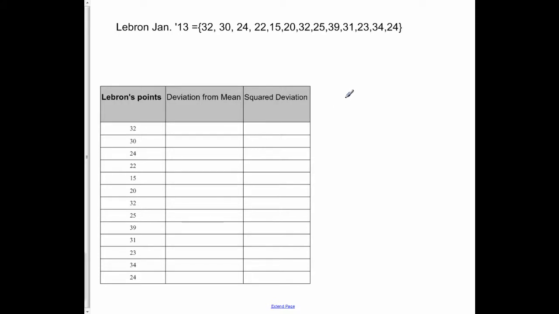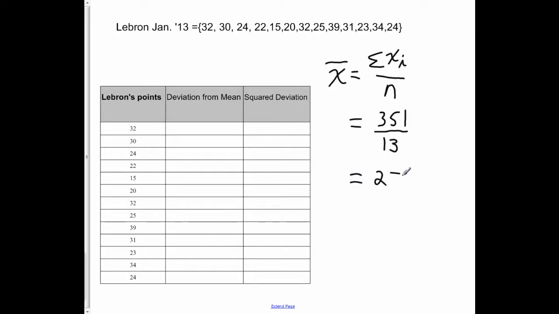The first thing we want to do is find the average, X bar. We had a video before that told us how to find X bar. We said that X bar, the mean of a data set, was equal to the sum of the xi's over n. In our case, if you add up all those data values, you get 351. If you divide that by the total number, which is 13, we get that X bar is equal to 27. So there we have the average, the mean for our data set.